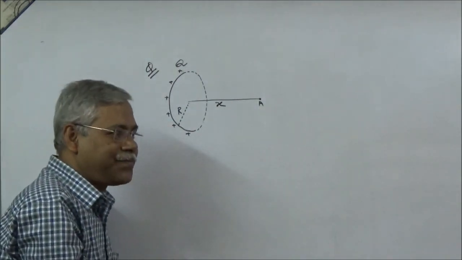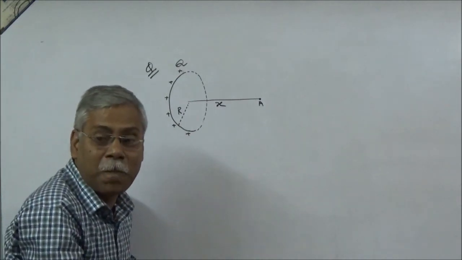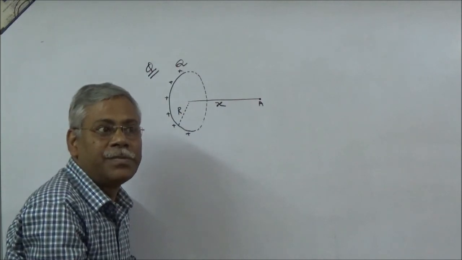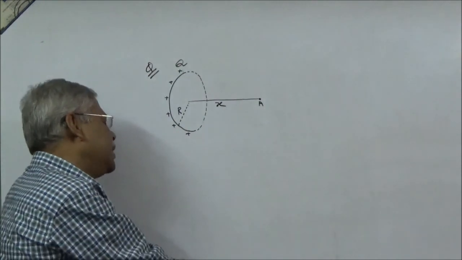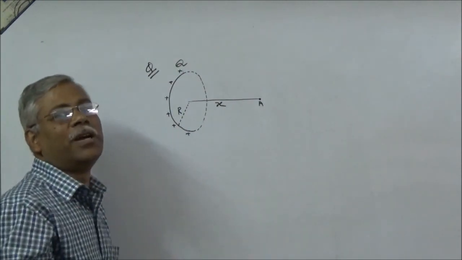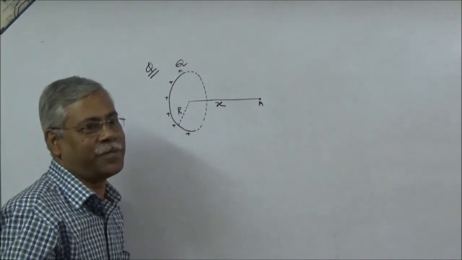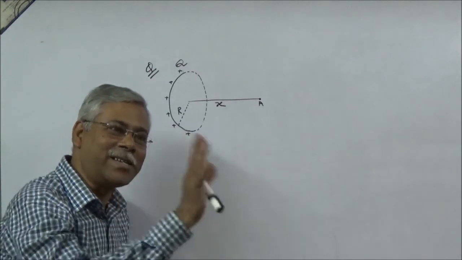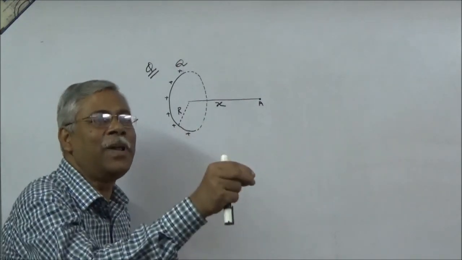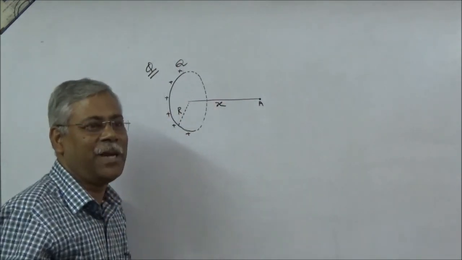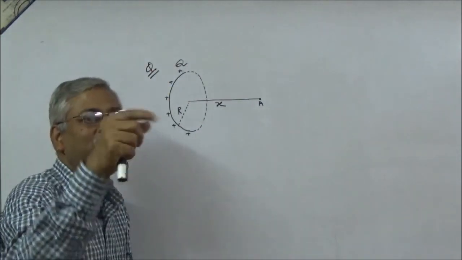Why? What is the basic reason? This is because you have an extended charge distribution. Whenever there is extended charge distribution, calculus has to be used. The case is simple when you have a point charge. What is the field at this point? Simple situation: 1 by 4 pi epsilon q by r square.